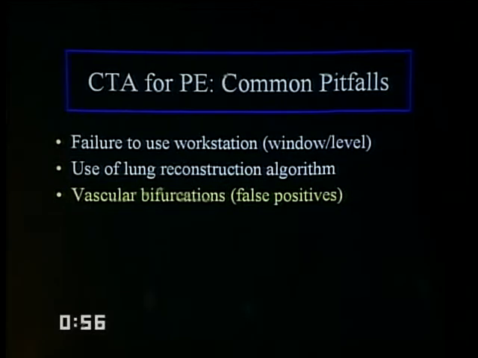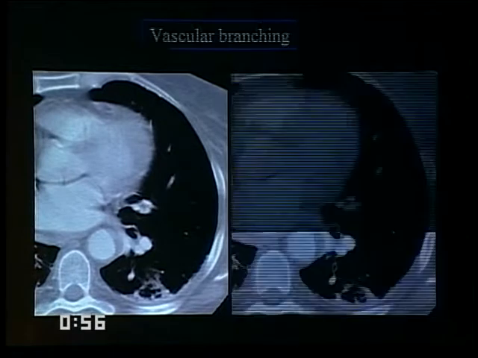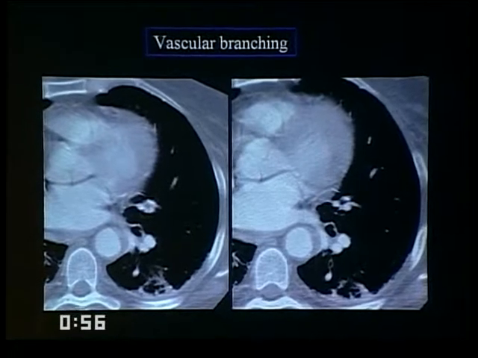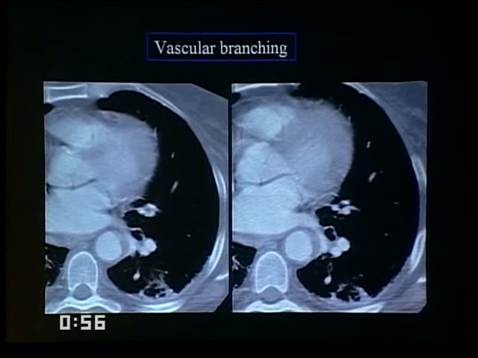Vascular bifurcations can give you false positives. Here's the kind of thing that might cause a problem. This is an older scan showing what looks like a defect on one section. On the next section, it's apparent that this is a trifurcation. So one never reads an embolus on a single section. One needs to look at a sequence of images and try to build a three-dimensional image in one's mind of what the anatomy actually is.